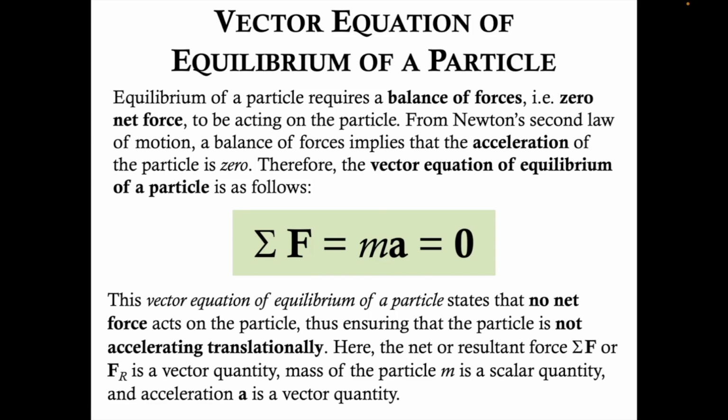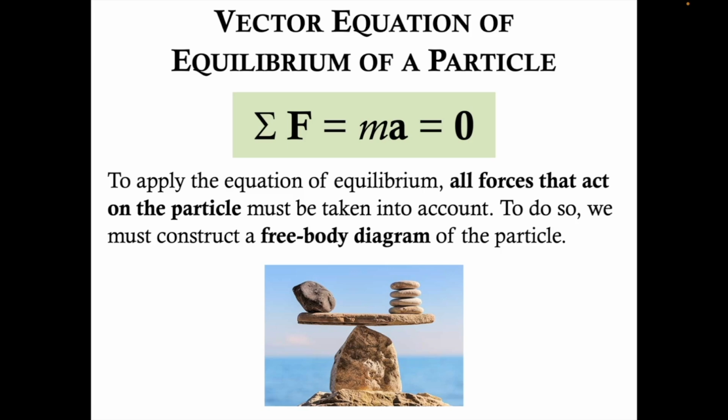Here, the net or resultant force, summation F or F sub r, is a vector quantity, we're seeing it in bold. Mass of the particle m is a scalar quantity with no direction, and acceleration a is a vector quantity, shown in bold. To apply the equation of equilibrium, all forces that act on the particle must be taken into account. To do so, we must construct a free body diagram of the particle.